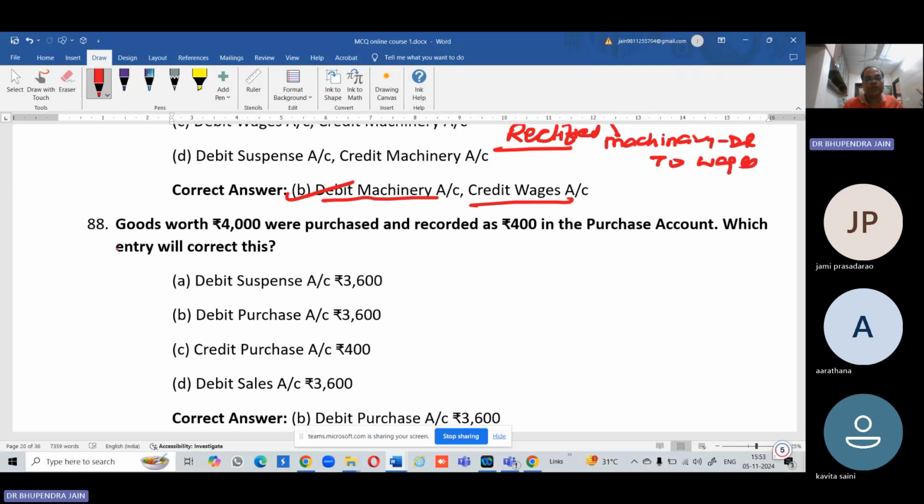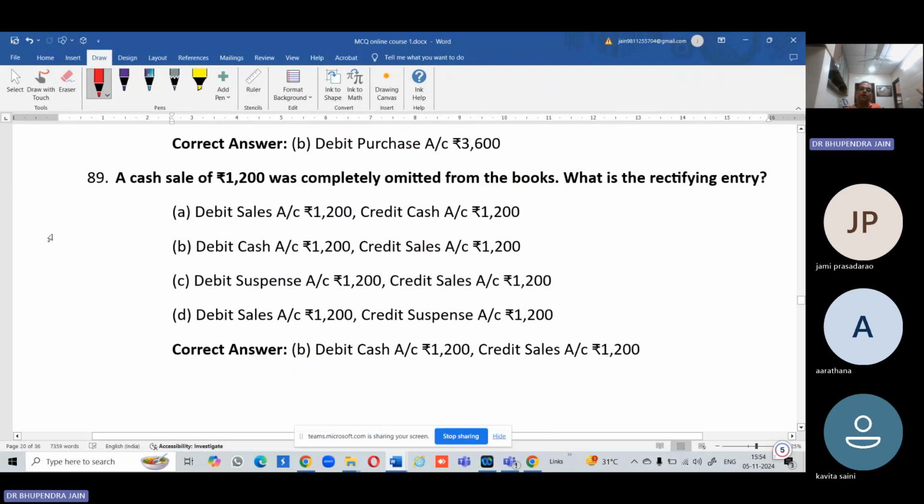Goods worth rupees 4,000 were purchased, but recorded as 400 in the purchase account. We needed to record purchase account as rupees 4,000, but we have recorded only 400 rupees. This is called a compensatory error. So we need to increase the purchase account by rupees 3,600. तो क्या करेंगे बेटे? Debit purchase, कितना रुपीस से? 3,600. The entry which can be easily compensated is called compensatory.